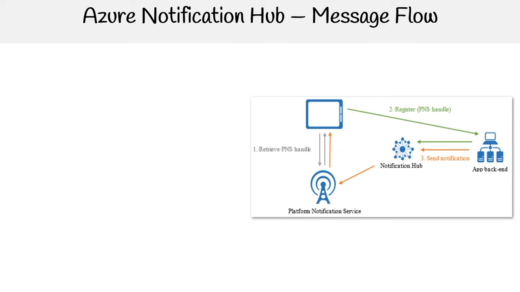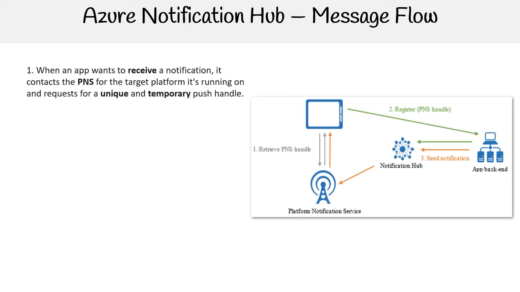But let's go through the flow here because there's some interesting things about handles we need to know. So the idea is that your app says, hey, I want to subscribe to push notifications. So it sends a request to your platform notification service, and it's going to get back a handle. That handle is going to vary. So if you're using Windows notification service, you get back a URL, a URI. And for Apple's, you're going to get back a token.